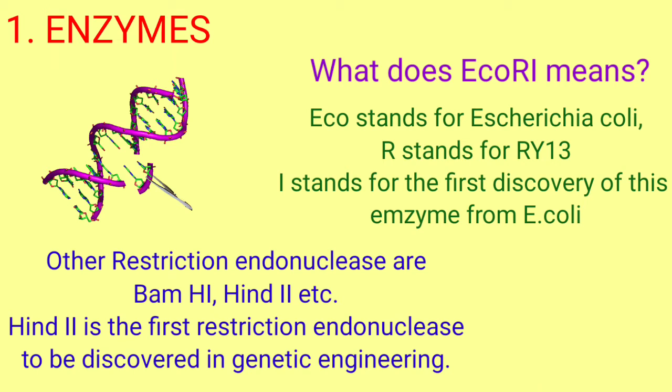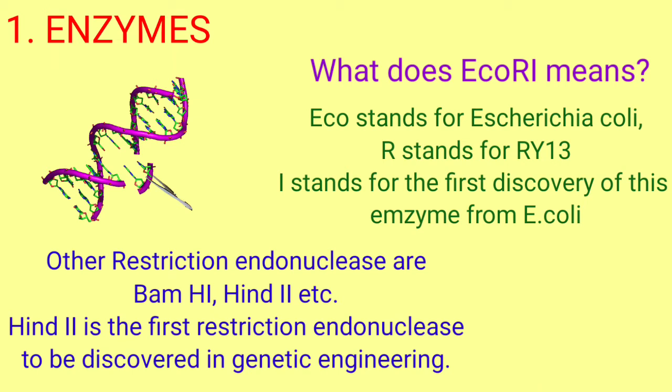So this was all about the restriction enzymes. Let me repeat simply what this restriction enzyme is. They are regarded as molecular scissors because they can cut the DNA at specific sites, and those specific sites are called recognition sequences. The recognition sequence can also be a palindromic sequence like GAATTC or GTCGAC. There are similar other types also.